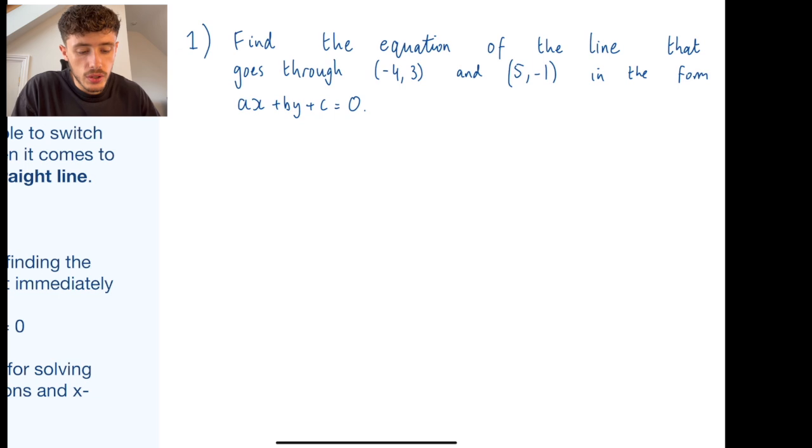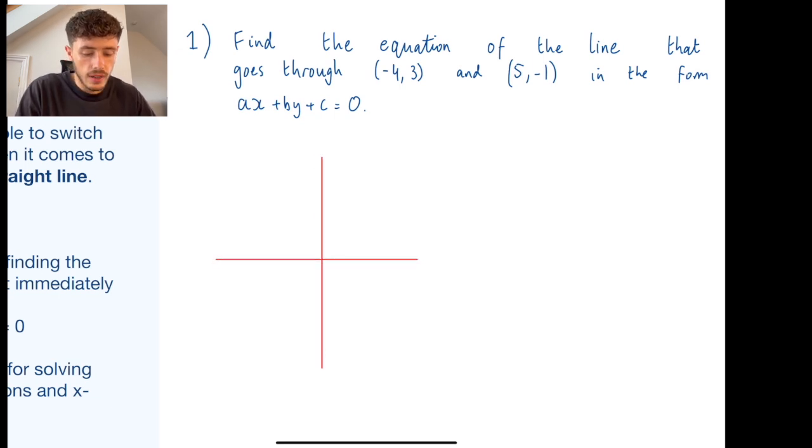As with any question like this, I would recommend plotting them out on a coordinate axes first. So -4, 3 and 5, -1. Roughly drawn accurately, but this is the line that you can kind of expect here.